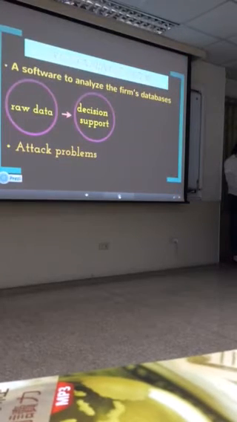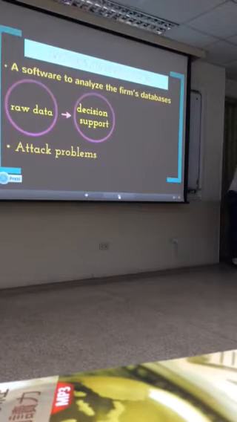With the internet, basic data, and user-friendly tools becoming more common, companies are going to use the decision support system. And what is a decision support system? It is a software that can analyze the field's databases. It is able to translate the raw data into decision support information that gives user-friendly information for decision makers, and it can also attack problems.